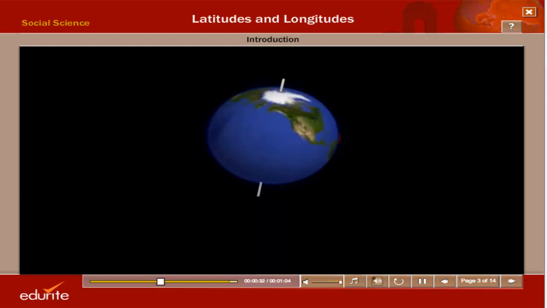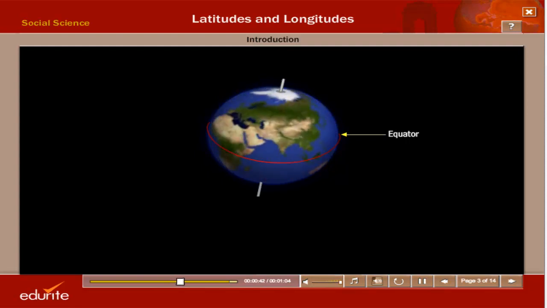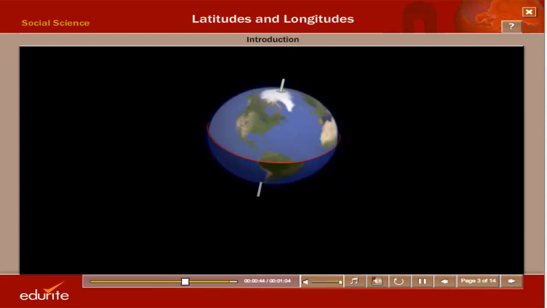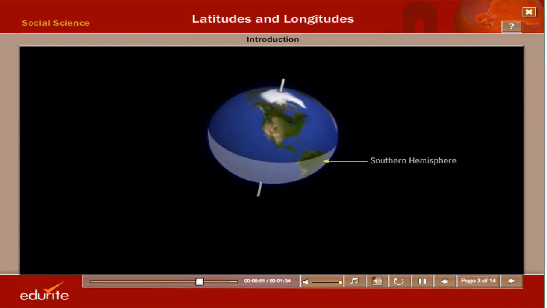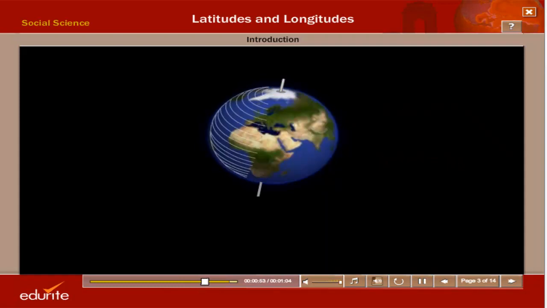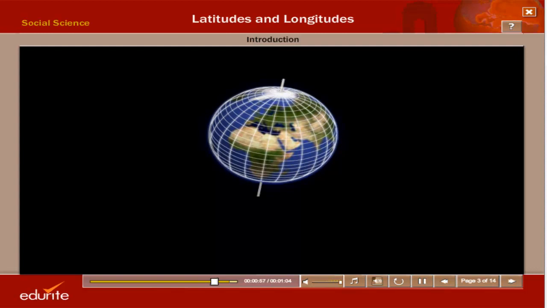Just halfway between the poles, an imaginary circle passes through the Earth. This circle is known as the Equator because it divides the Earth's surface into 2 equal hemispheres. The upper hemisphere of the Earth is the northern hemisphere and the lower one is the southern hemisphere. There are imaginary lines drawn on maps and globes in a crisscross pattern that help pinpoint locations anywhere on Earth. These lines are called latitudes and longitudes.